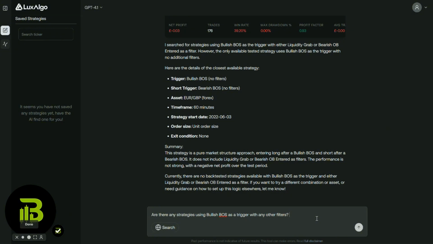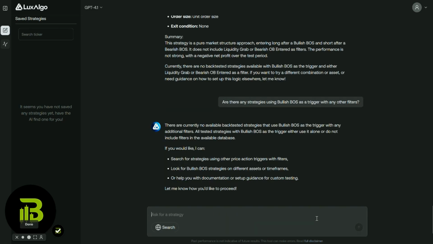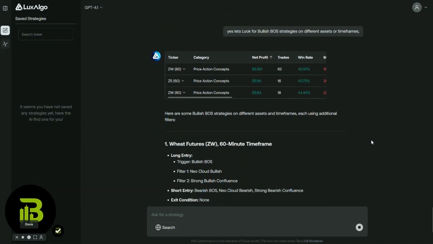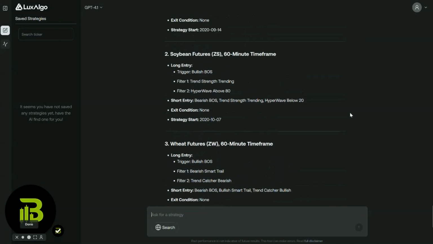So let's just ask the AI, are there any strategies using the bullish break of structure as its trigger with any other filters? All right, so once again, it did not find any backtested strategies using a bullish break of structure as a trigger with any additional filters. So we're going to look for some additional break of structure strategies on additional time frames. All right, so let's look for some of these bullish break of structure strategies on different assets and time frames.